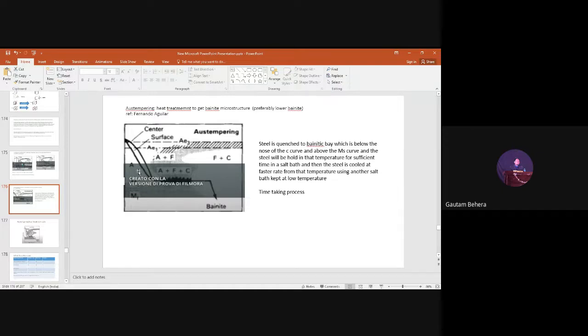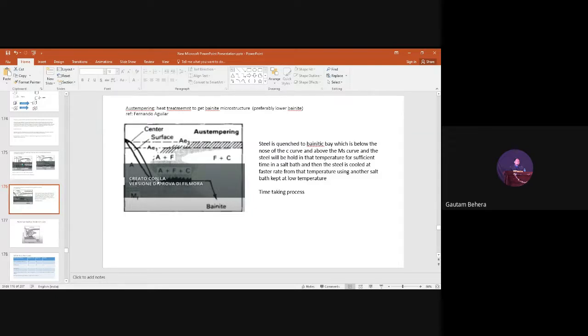So you understand we have to take the steel to the austenitizing temperature here. Then we are quenching the steel to a temperature which is at the bainitic transformation temperature. That is basically 200 to 400 degrees centigrade in between them. But basically we prefer to keep the steel just above Ms, which is the lower bainitic temperature. Then we have to hold the steel for a sufficient interval of time at this temperature.